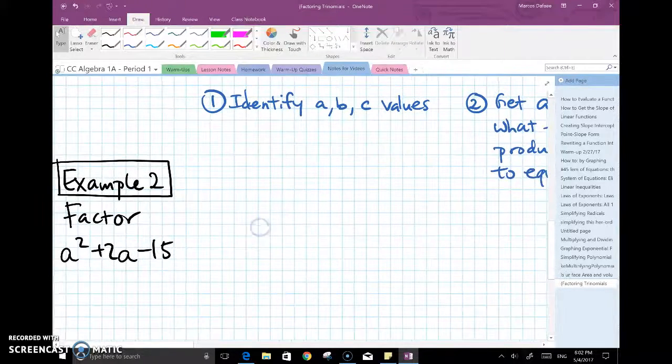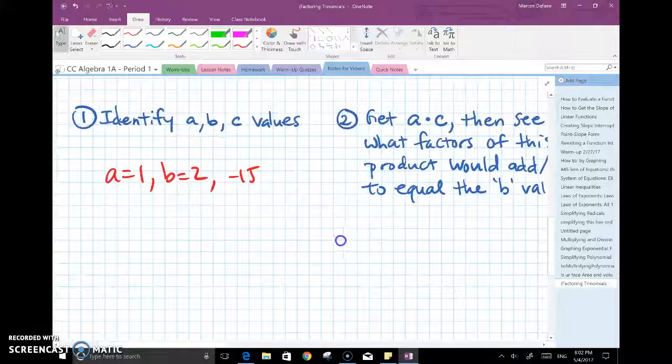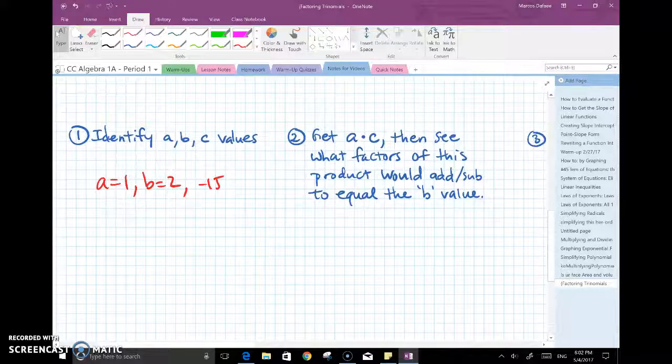So in the second example, we have a negative involved, so we have to be a little careful, but it starts the same way. So I have to identify A, B, and C. A is 1, B is 2, C is negative 15. That negative does matter, so make sure you include it with the number. So it's negative 15. Step 2, multiply A and C together. So A times C in this case would be 1 times negative 15, negative 15.